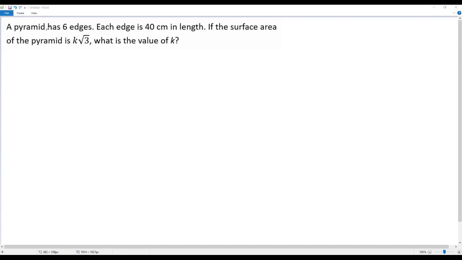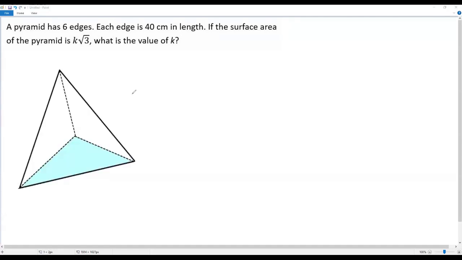Okay, so since a pyramid has 6 edges, it has to be a triangular pyramid. A triangular pyramid is a three-dimensional geometric shape with a triangular base and three triangular sides that meet at a single point. Now let me draw a triangular pyramid so that we can understand that it has 6 edges.